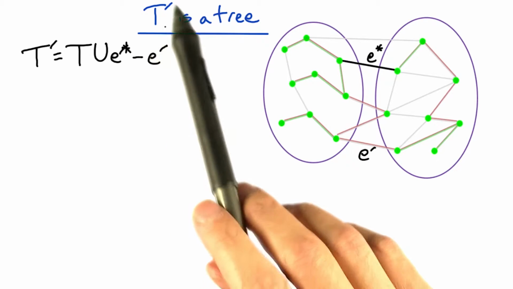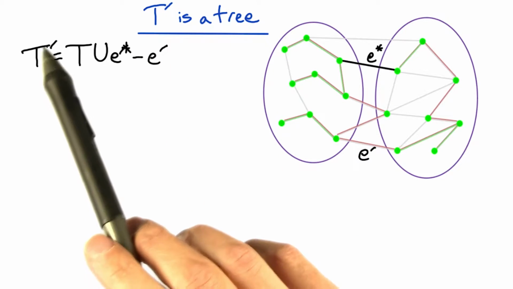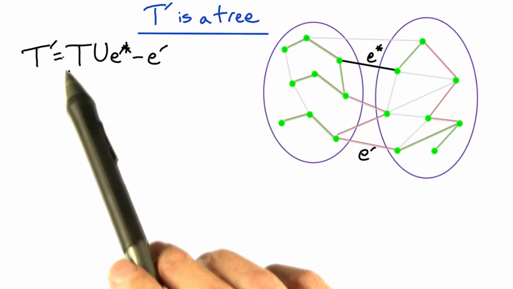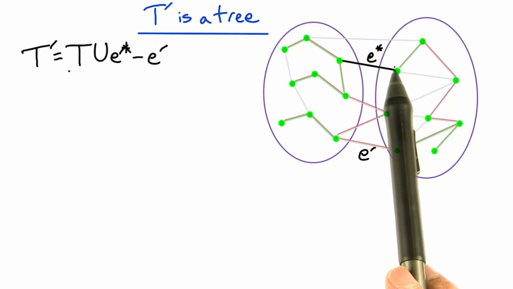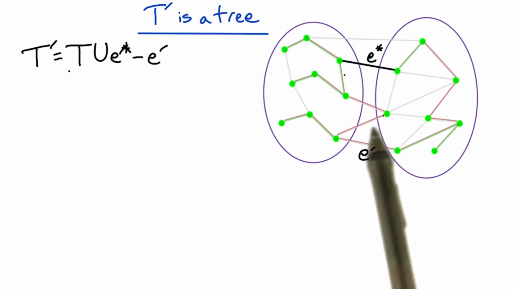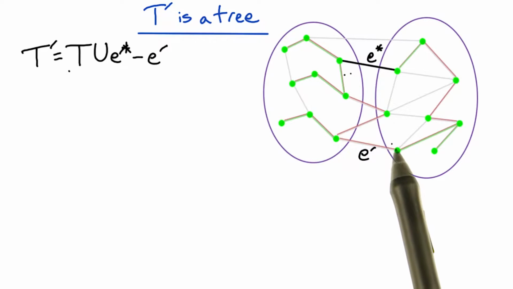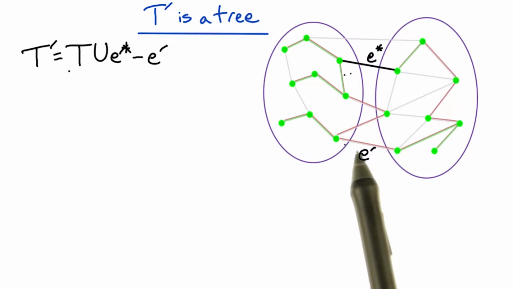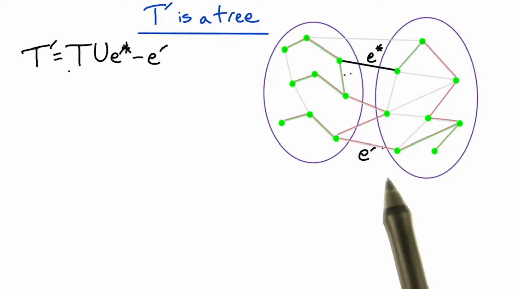Now let's first prove that T prime is a tree. How do we construct T prime once again? We took the tree T and we added in this edge E star. That created a cycle. Now along that cycle, we removed any edge of that cycle. In this case, we removed, let's say, this edge. Let's call it E prime.